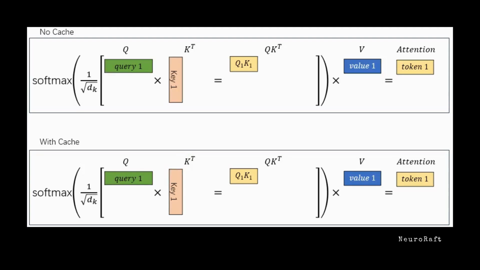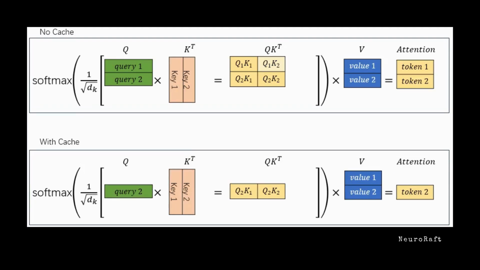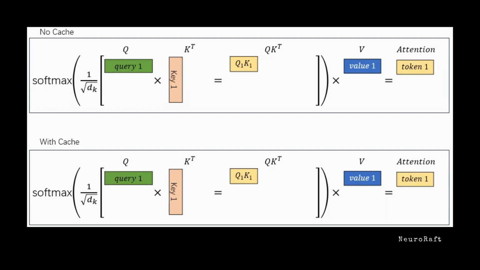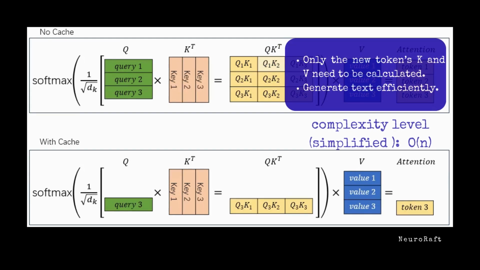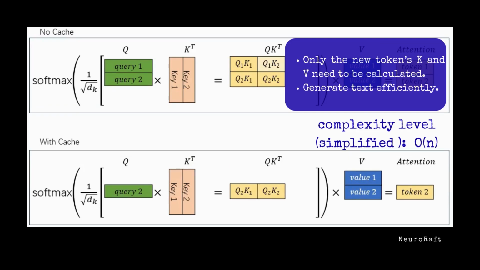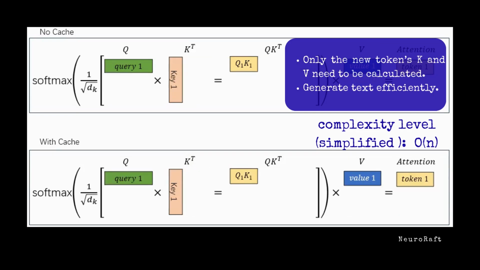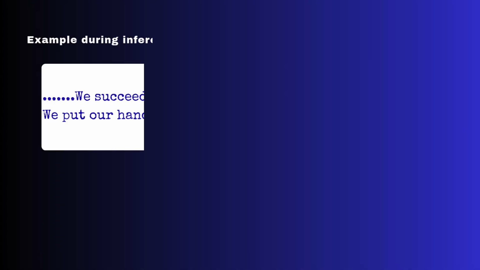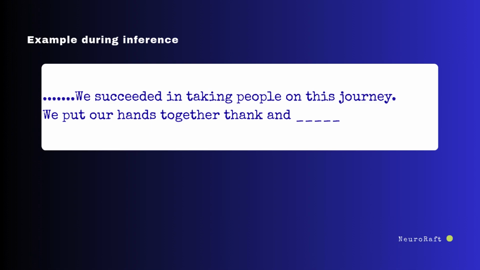To solve this, the model stores these key and value vectors in a memory bank called the KV cache. This allows the model to only compute the key and value vectors for the new token, and then simply retrieve the cached vectors for all the previous tokens. This dramatically speeds up the generation process. Let's look at a concrete example to make this clearer.